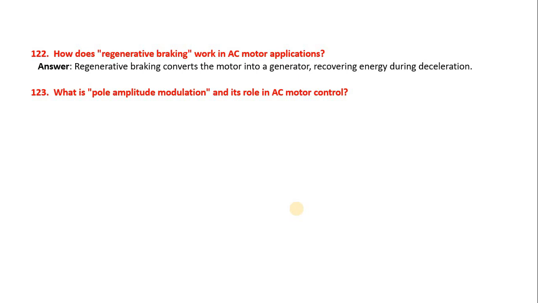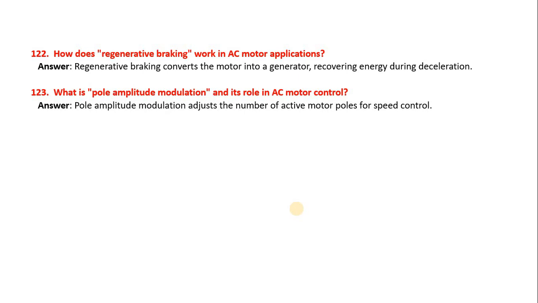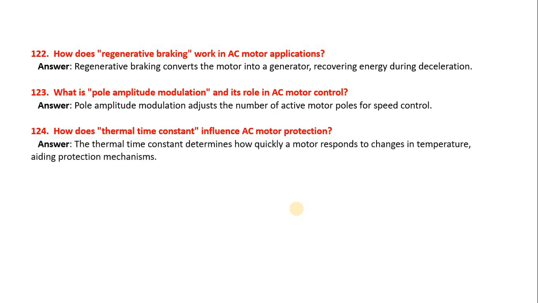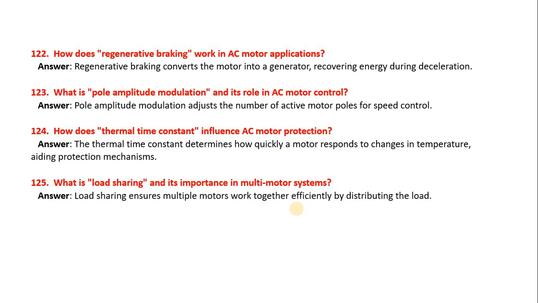What is the pole amplitude modulation and its role in AC motor control? Pole amplitude modulation adjusts the number of active poles for speed control. How does thermal time constant influence AC motor protectors? Thermal time constant determines how quickly a motor responds to change in temperature, adding a protection mechanism. What is load sharing and its importance in multi-motor system? Load sharing ensures multiple motors work together efficiently by distributing the load.